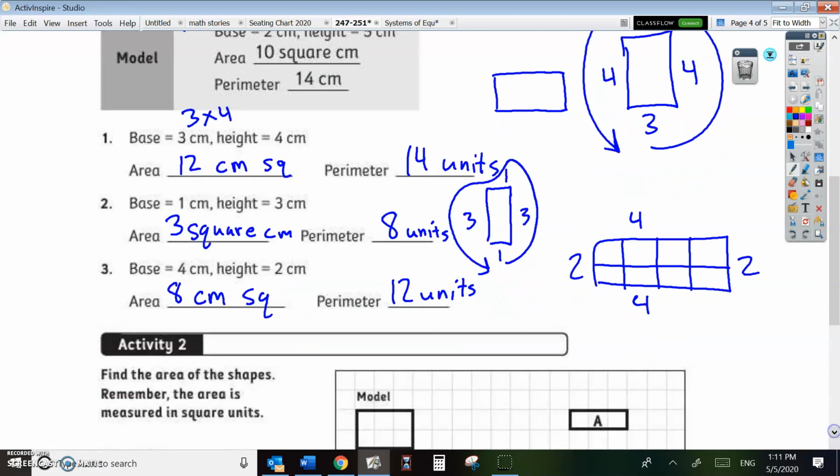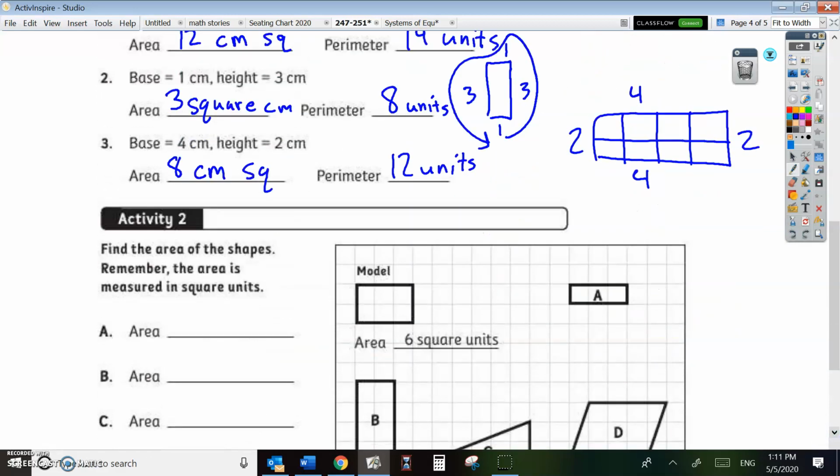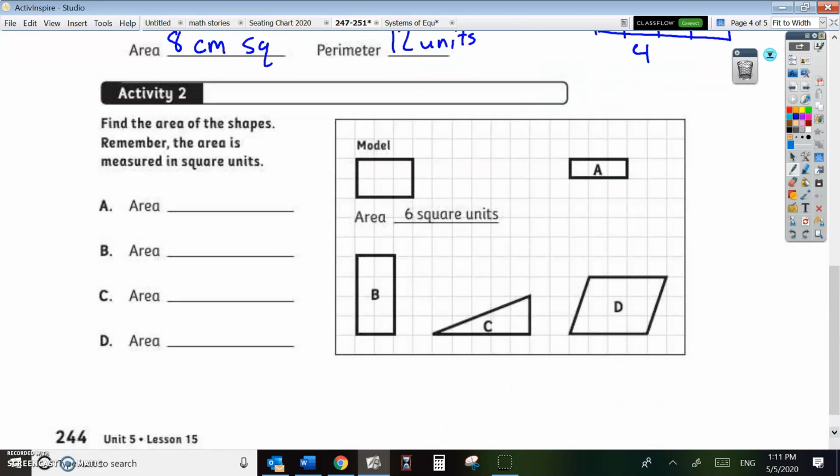Alrighty. Find the area of the shapes. Remember, the area is measured in square units. So there's A, B, C, and D. A is 1 times 3, or 3. B is 2 by 1, 2, 3, 4. 2 times 4 is 8.